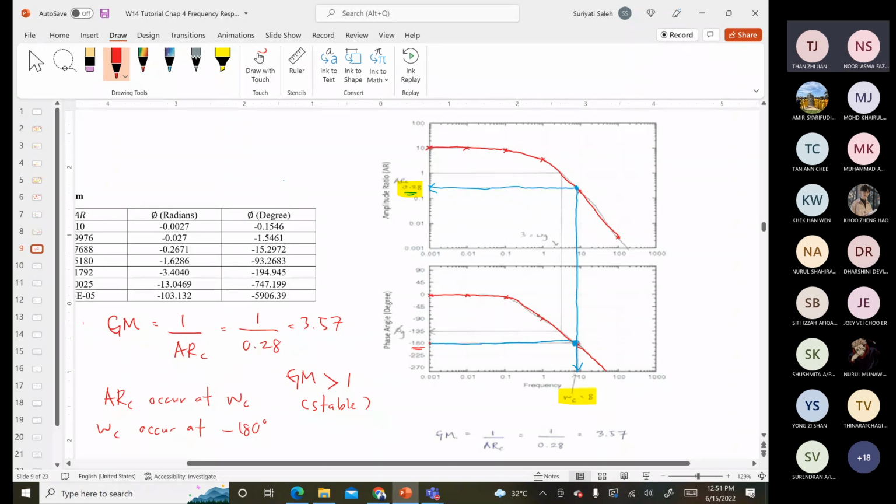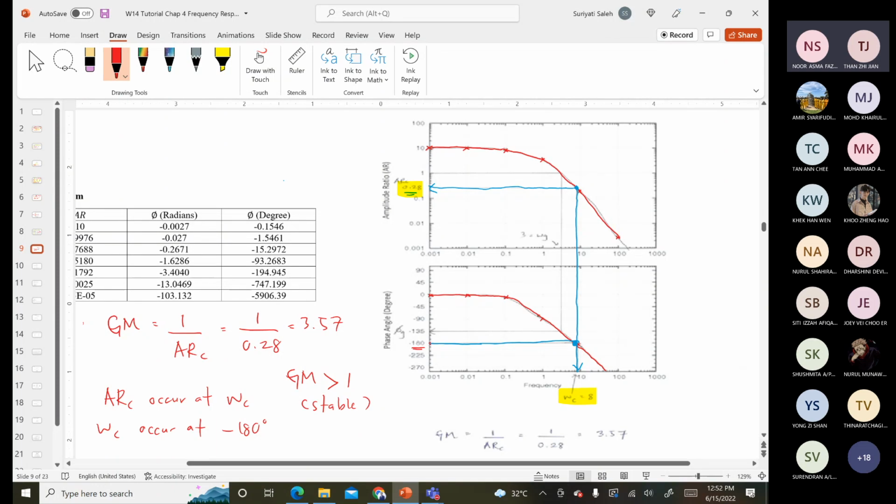Again, I repeat, in this case, you have the Bode diagram. The Bode diagram has two plots, the amplitude ratio and the phase angle. To determine the stability of your process according to the frequency response, we use the gain margin. The gain margin formula is GM equal to 1 over ARC. ARC means amplitude ratio at WC. The C represents the critical frequency.